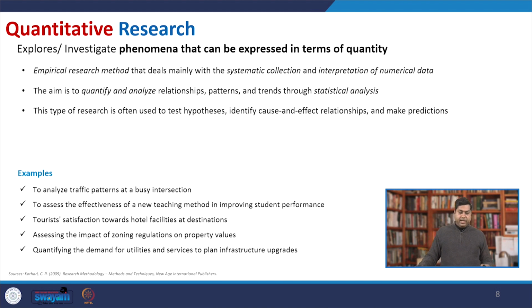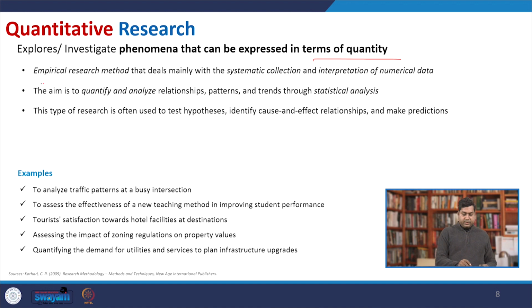Okay, so with that we are moving to quantitative research, and let me tell you one thing: though we are discussing this under different heads, sometimes there is an overlapping area. Even applied research can be quantitative, it may be qualitative, or it may be a combination of both, which is called a mixed method. So quantitative research explores and investigates phenomena that can be expressed in terms of quantity. This quantity is very important.